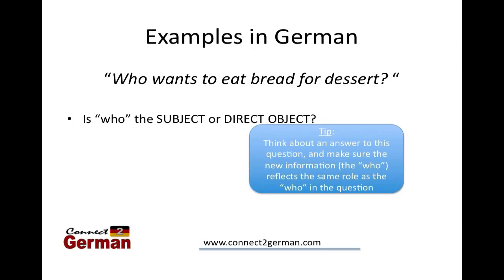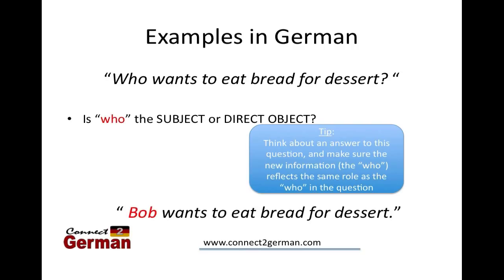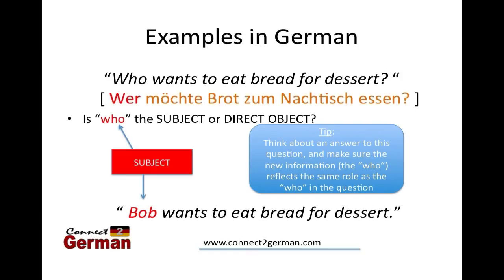What role is who playing in that sentence? And here's a little tip. Think about how we might answer that question. The new information that answers the question who, like a person, we need to look at that role and make sure that it is paralleled in our question. So, for example, we answered that question, we said Bob. Bob wants to eat bread for dessert. So Bob, who is doing the eating, is the subject. So we need to make sure that our question word who also is in the form that parallels the subject. So that would be written as, we see in orange, wer möchte Brot zum Nachtisch essen?